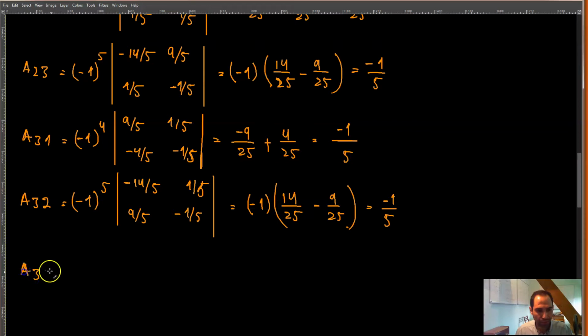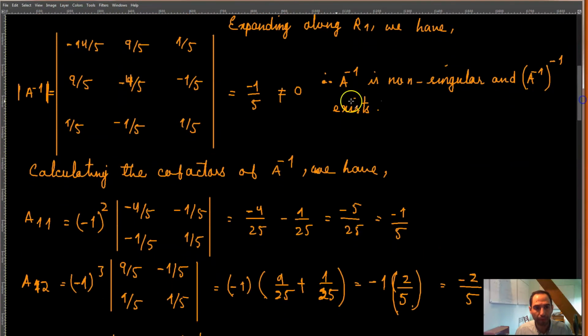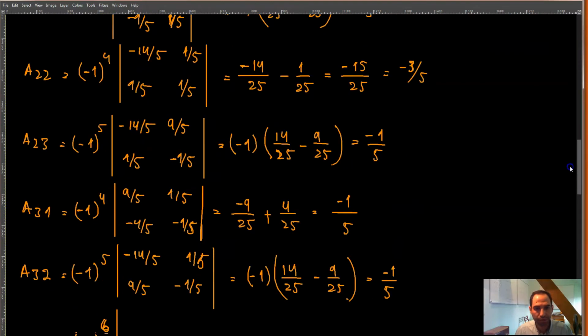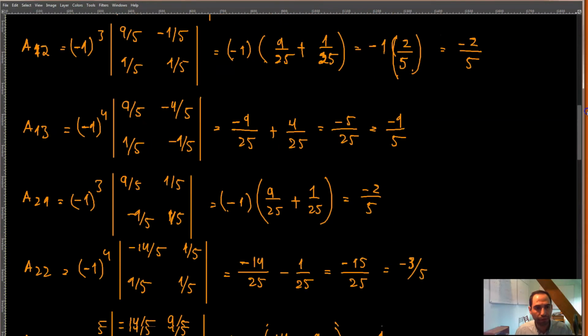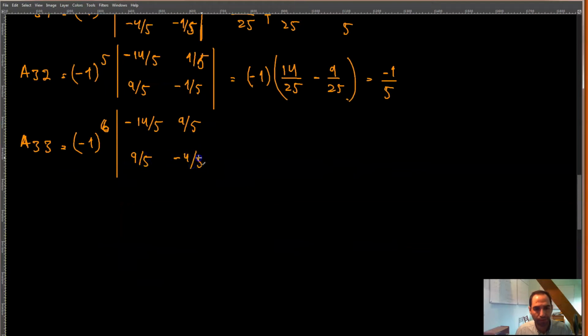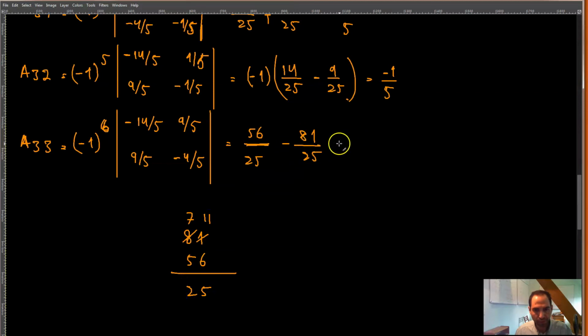And A of 3, 3 is equal to negative 1 raised to the 6th power times the determinant of negative 14/5, 9/5, 1/5, and negative 4/5, which is equal to a positive, basically 4 times 14 is 56, 25 minus 81, 25. 81 minus 56 is 25. So that's negative 5/25, which is equal to negative 1.